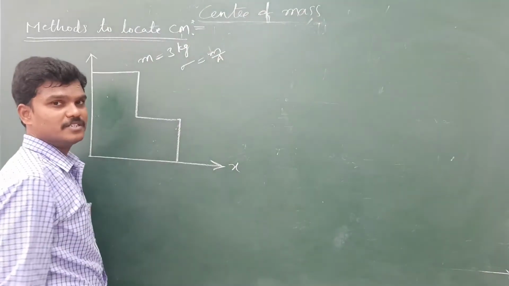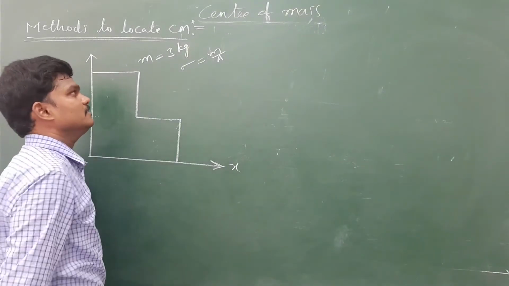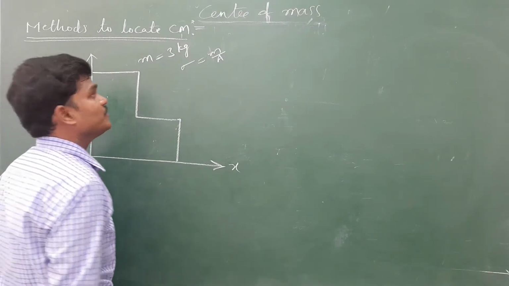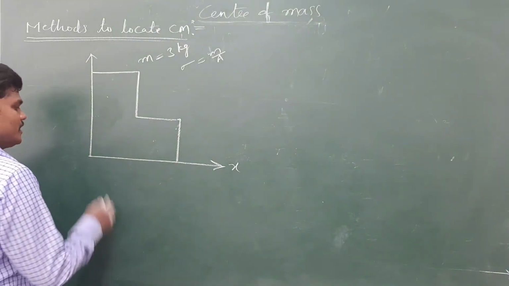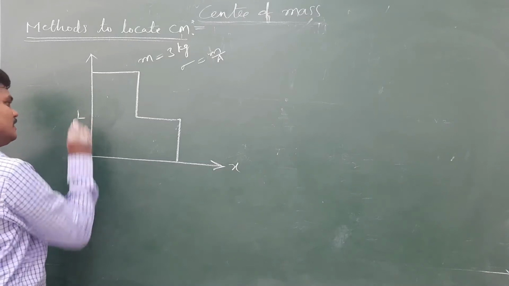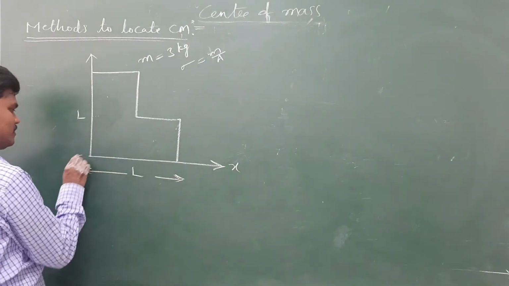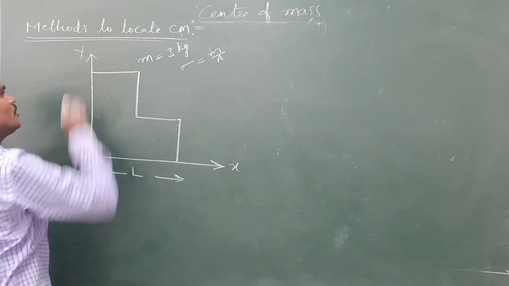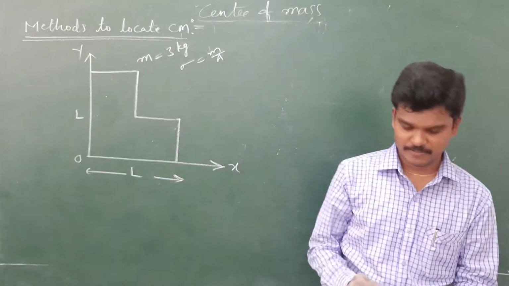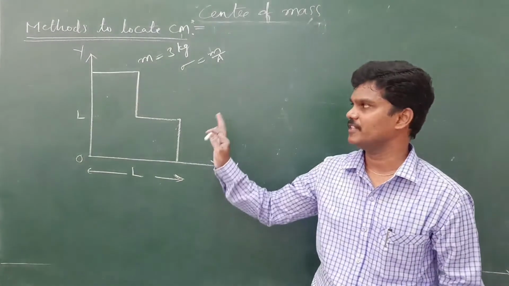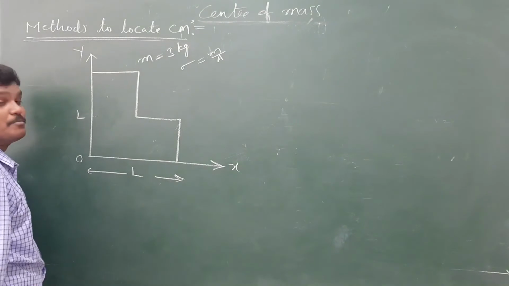The given sigma is for a uniform plane sheet having uniform surface density. So sigma, uniform sigma, is the mass per unit area. And the given L is the length. This is L. The target is to find the coordinates of the center of mass of this plane lamina. To solve this type of question, we use the method of decomposition. Let us divide this sheet into some parts.